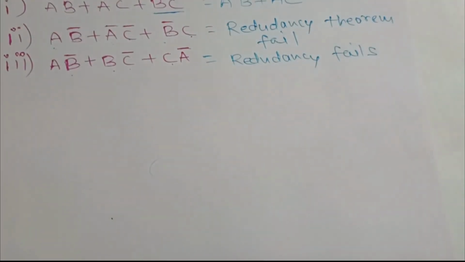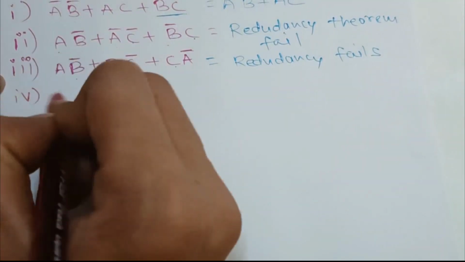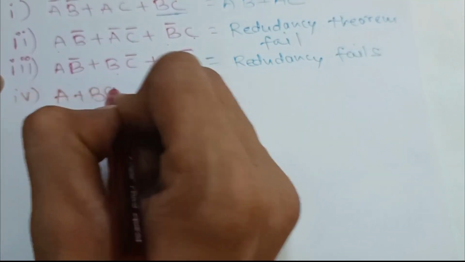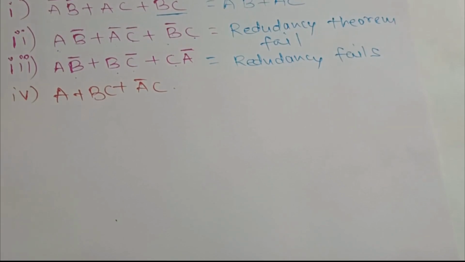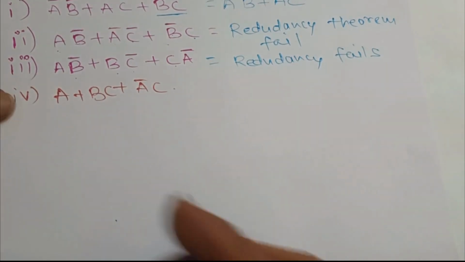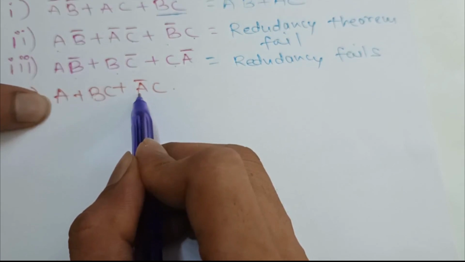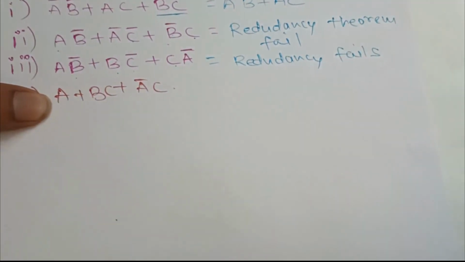Okay. So the next example is A plus BC plus A bar C. So we'll see whether the redundancy theorem is applicable and which way we can reduce this equation. First step, check whether the variable is present in both forms or not. Here A is present in both forms. Okay, so the redundancy theorem may be applicable.